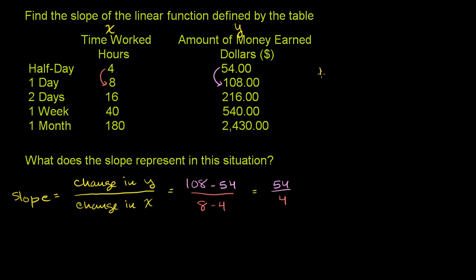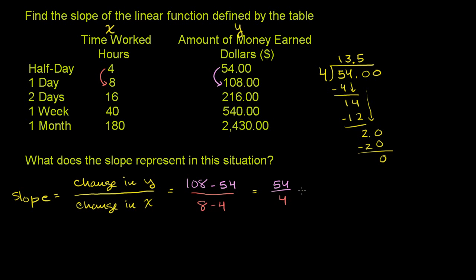So let me just, so 4 goes into 54. It looks like there's going to be a decimal here. 4 goes into 5 one time. 1 times 4 is 4. Subtract. You get 5 minus 4 is 1. Bring down this 4. You get 14. 4 goes into 14 3 times. 3 times 4 is 12. 14 minus 12 is 2. Bring down a 0 right here. 4 goes into 20 5 times. And of course, you had this decimal right here. 5 times 4 is 20. Subtract, no remainder.